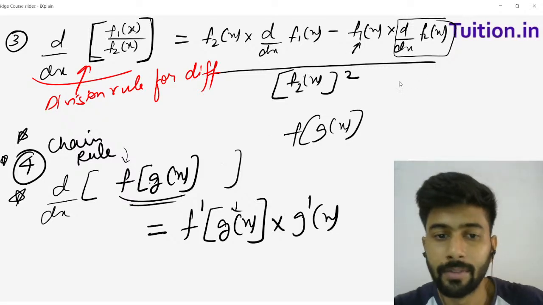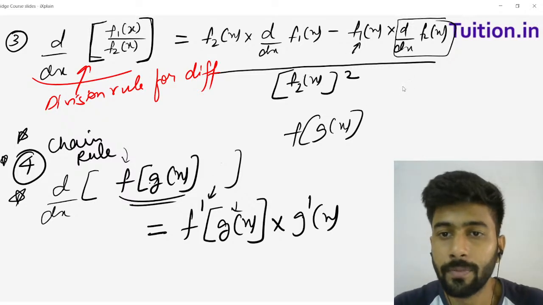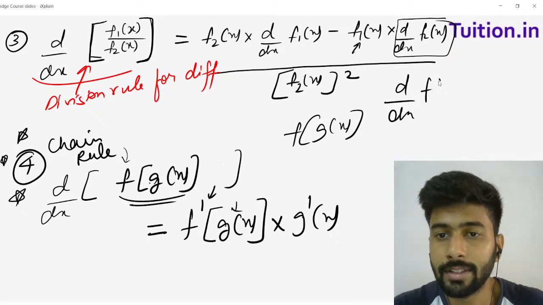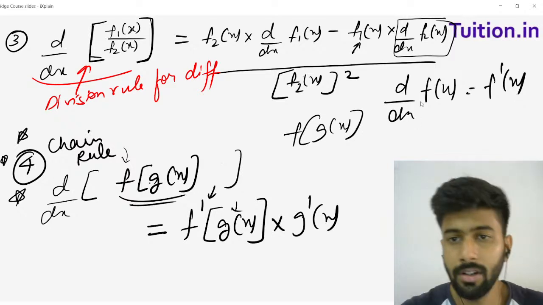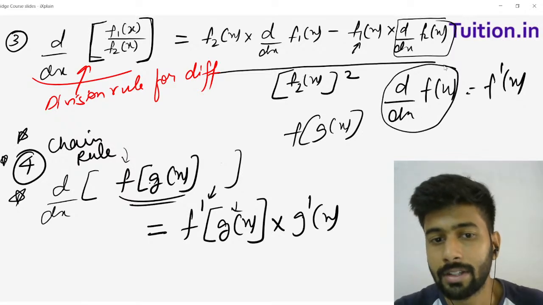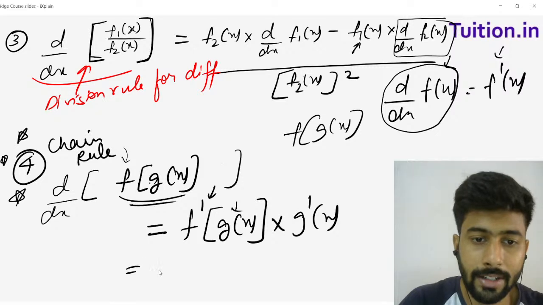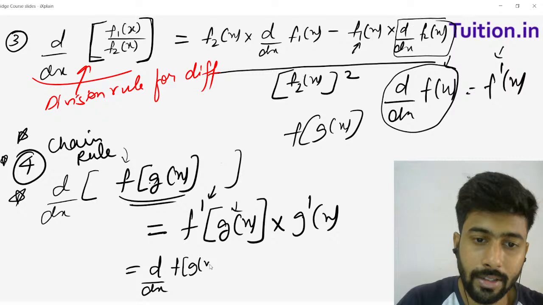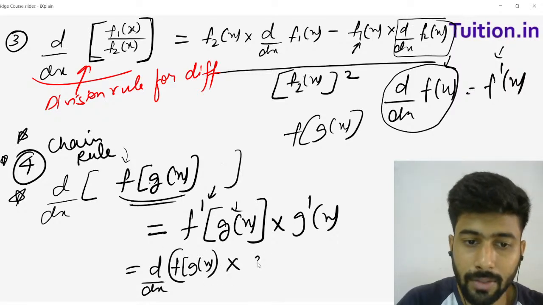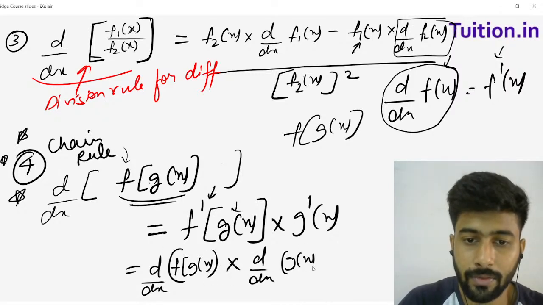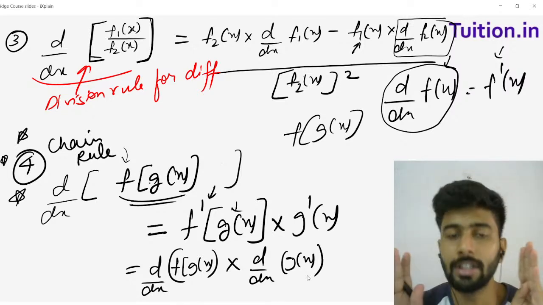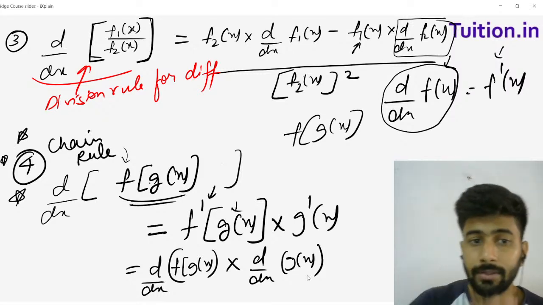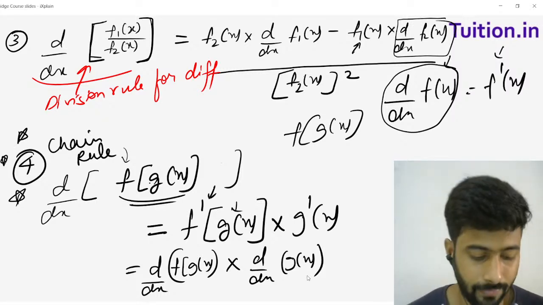When I say dash, by the way, this dash means differential. So d by dx of f of x can also be written as f dash x. Dash is just the short form notation of d by dx of f of x. So I can also write this as: first differentiate f of g of x, then multiply this with the differential of g of x. So first take the outermost function, differentiate it and keep its input the same. Multiply that with the differential of the inner function.